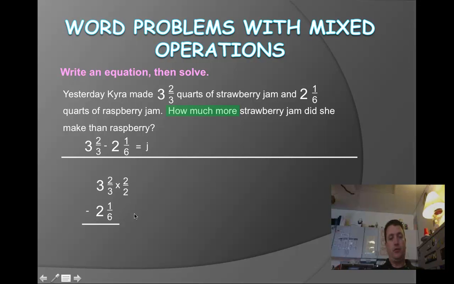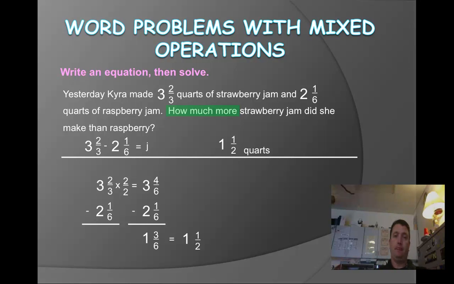Okay, so to do that, I multiply by 2, and that gives me 3 4/6, and now I can subtract 2 1/6 from below it. If I subtract here, 4/6 minus 1/6 is 3/6. I get 1 whole, but I'm not done because 3/6 have an equivalent fraction. They both share 3 as a common factor. After I reduce that down all the way, or simplify it, it's 1 1/2. All right, so I've got 1 1/2 quarts. That's how much more strawberry jam she made than raspberry jam.